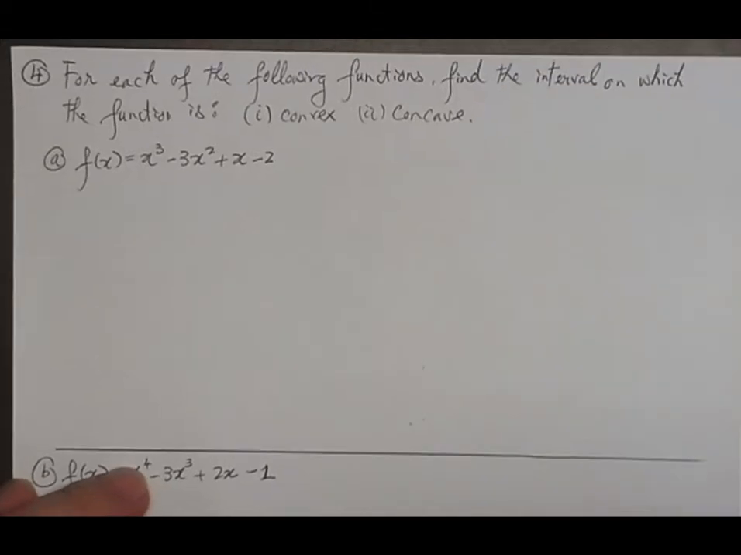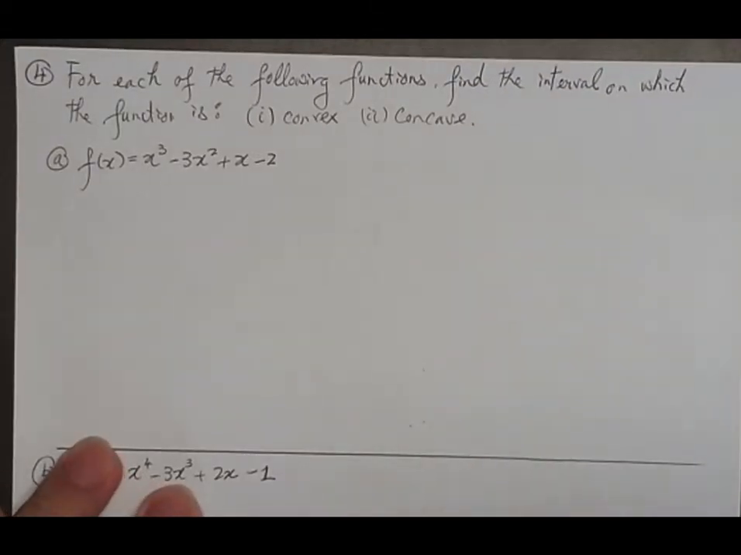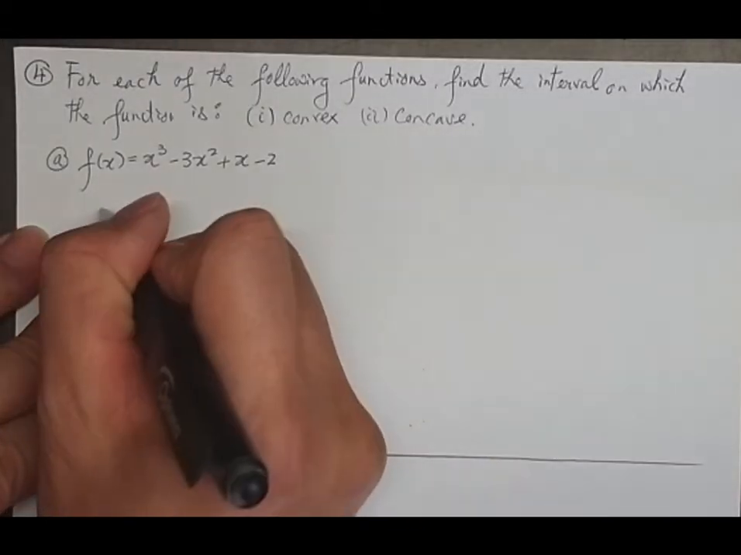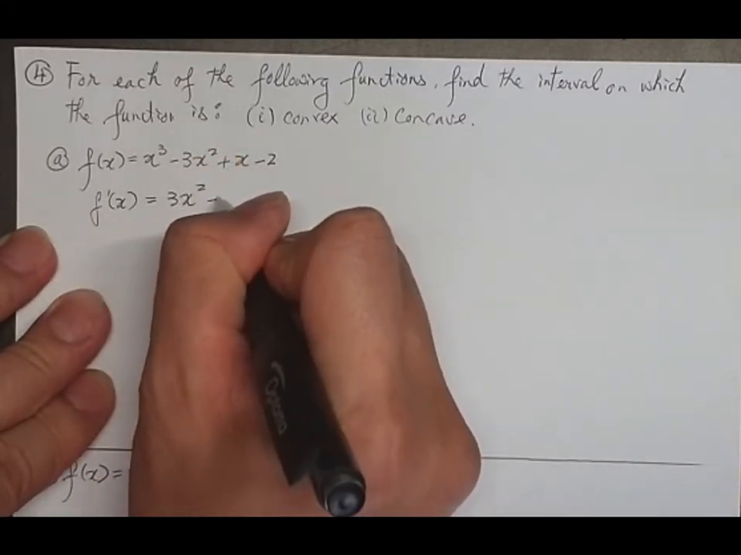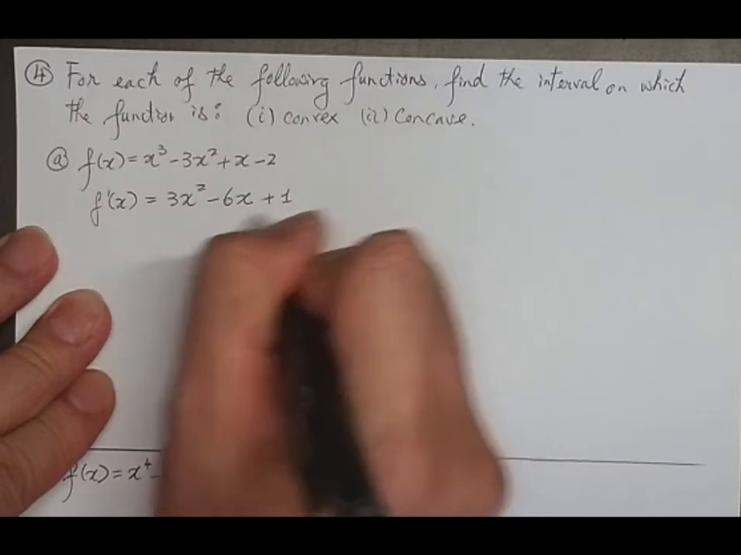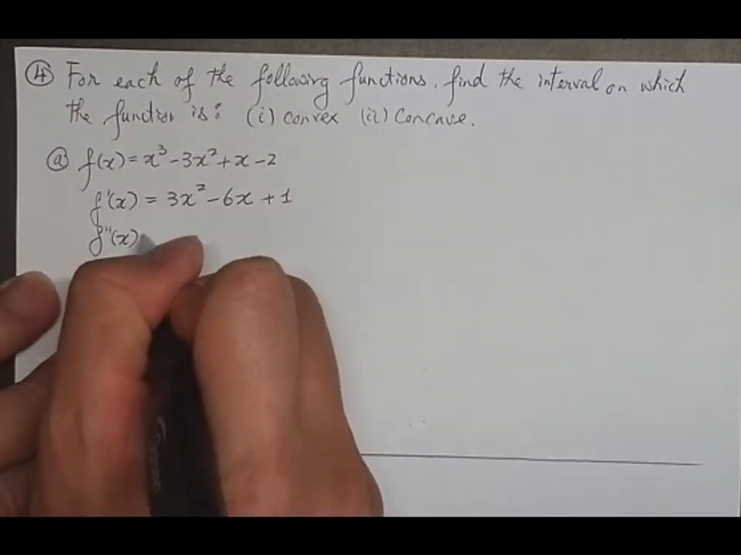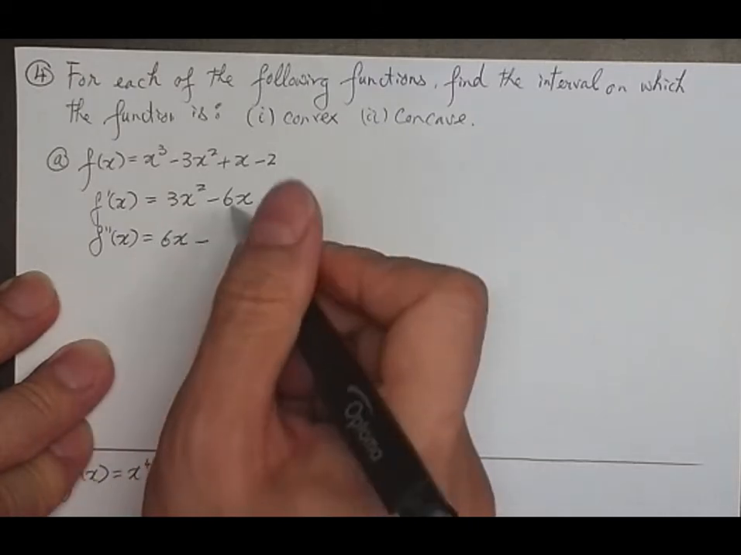Number four, for each of the following functions, find the intervals on which the function is convex or concave. If it is convex, the second derivative should be greater than or equal to zero, and if it is concave, the second derivative should be less than or equal to zero. So for this function, f(x) equals x cubed minus 3x squared plus x minus 2, the first derivative, f'(x), is equal to 3x squared minus 6x plus 1, and the second derivative is equal to 6x minus 6.